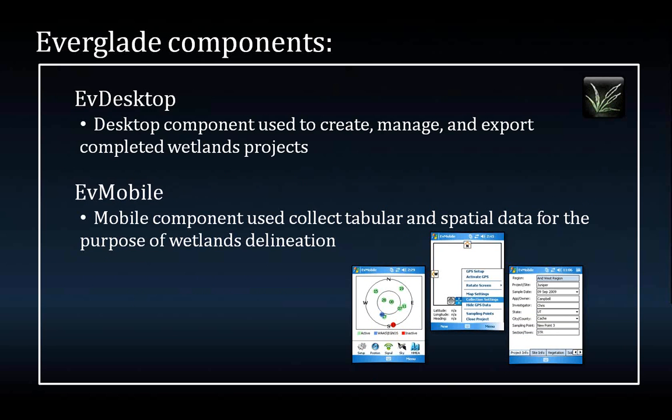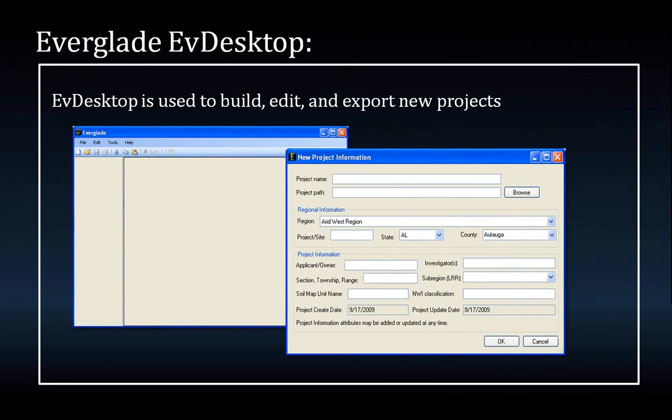There are two Everglade components. There's Everglade EvDesktop, which is used to create, manage, and export the completed wetland determination forms, and it also handles the communication between your computer and your mobile GPS. And then there's also EvMobile, which is a mobile component used to collect the tabular and spatial data necessary for your wetland delineation.